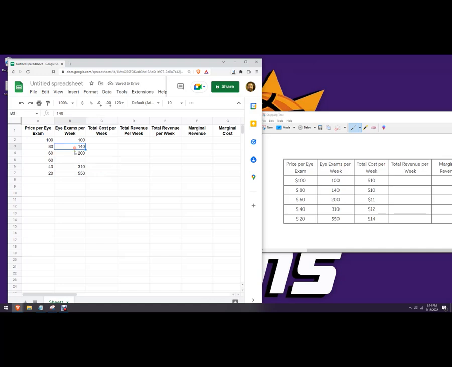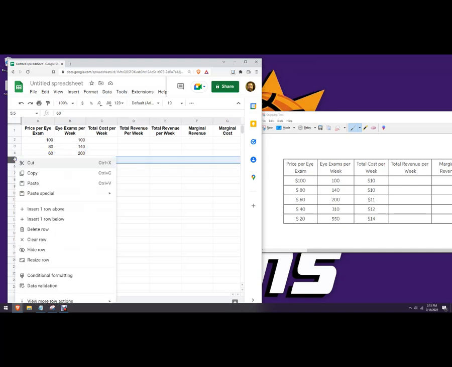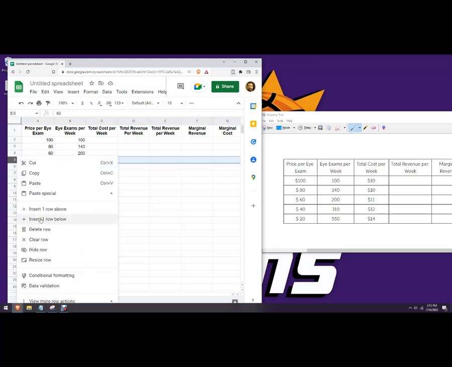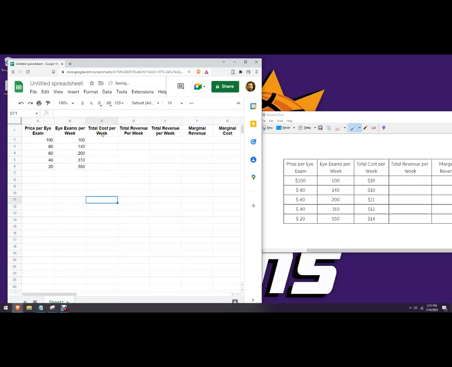Where did I go wrong here? You're probably seeing it, I don't see it. 100, 100, 80, 140, 60. Oh, I just had an extra 60. That's okay. So I'm just going to click right there, right click, delete the row, and it's gone. See, you saw it, you were telling me, and I didn't listen because I can't hear you. This is a video going the other way.